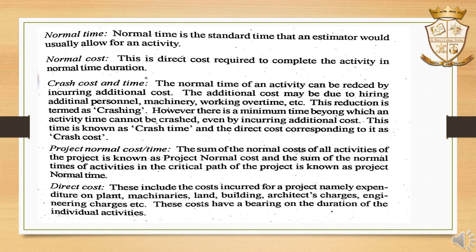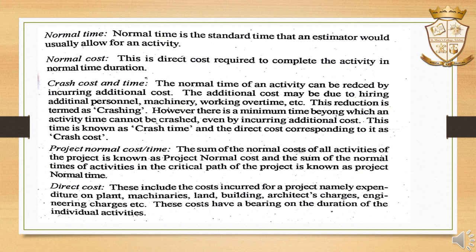The normal time of an activity can be reduced by incurring additional cost. The additional cost may be due to hiring additional personnel or resources, etc. This reduction is known as crash cost or crashing. Then there is a minimum time beyond which an activity time cannot be crashed even by incurring additional cost. This is known as crash time.